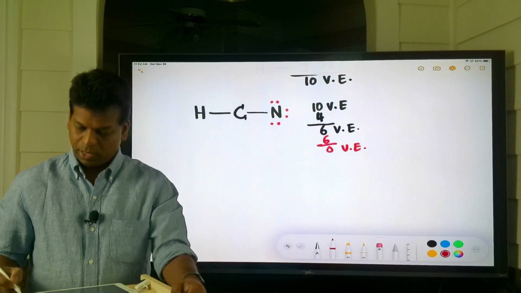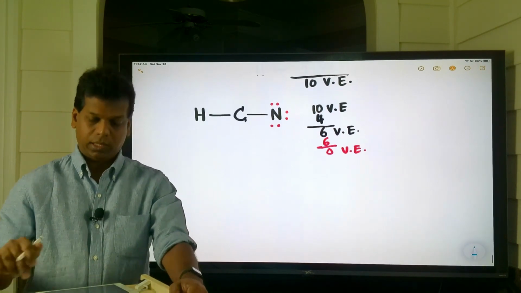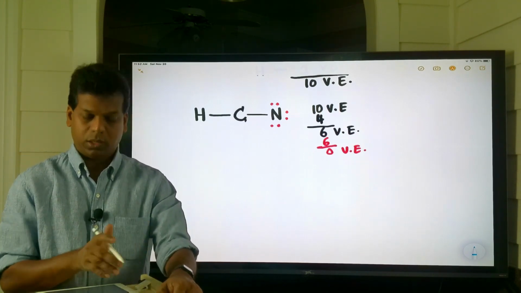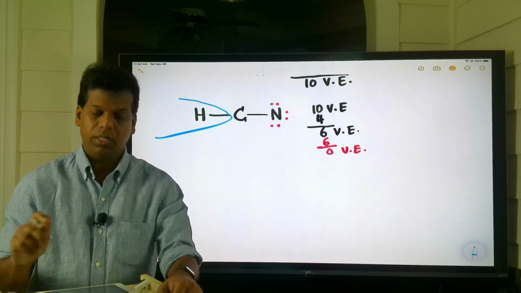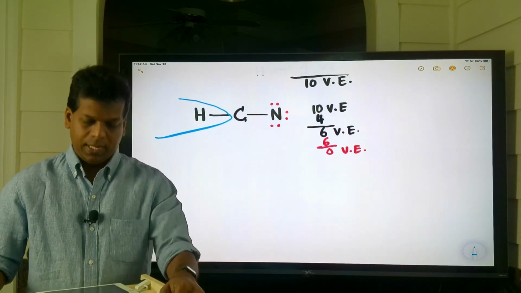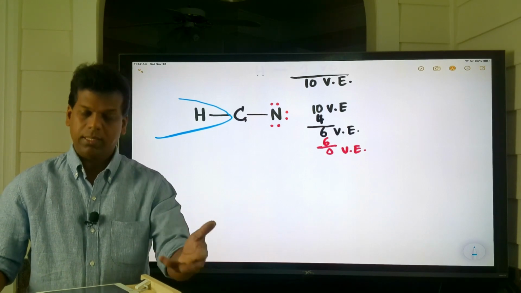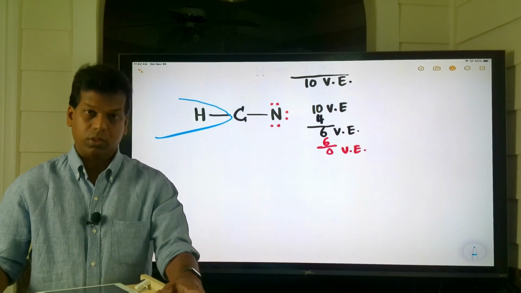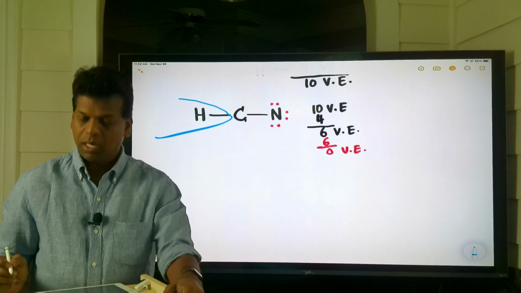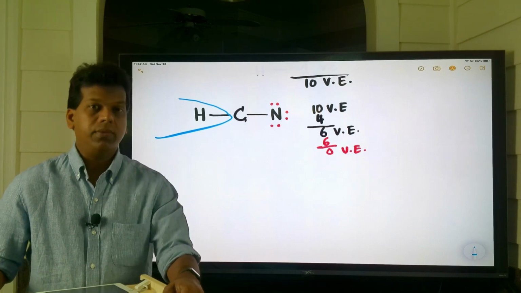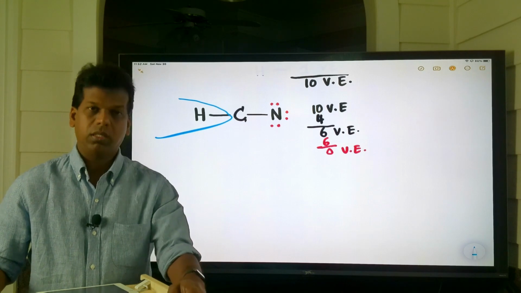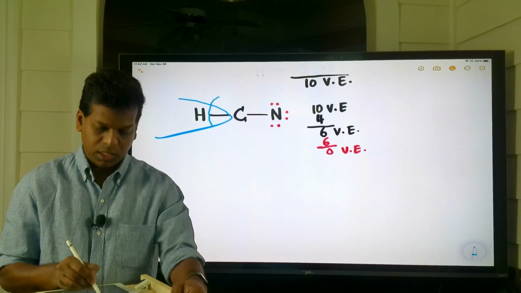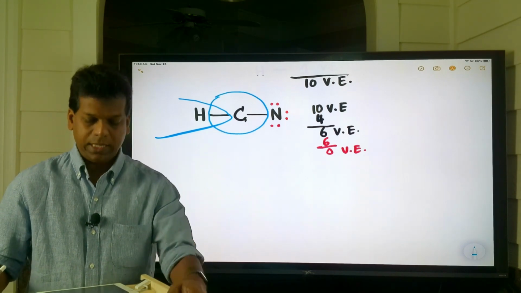But still, if you count the number of electrons on each element, hydrogen is happy. Hydrogen has 2 electrons, the bond electrons. And nitrogen is happy as well. Nitrogen has its 8 electrons: 6 dots plus 2 bond electrons. But if you look at carbon, carbon doesn't have 8 electrons. Its octet is not complete. At this point, carbon has only 4 electrons.